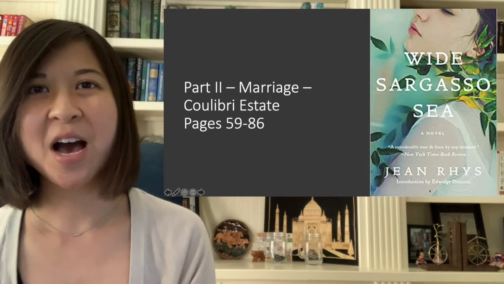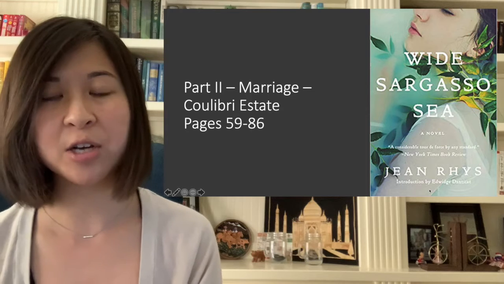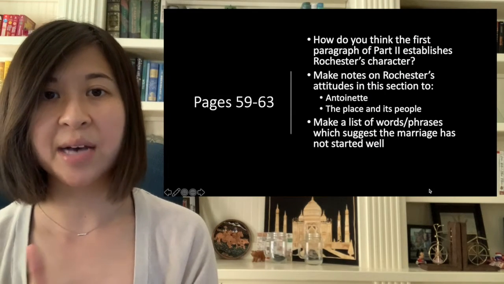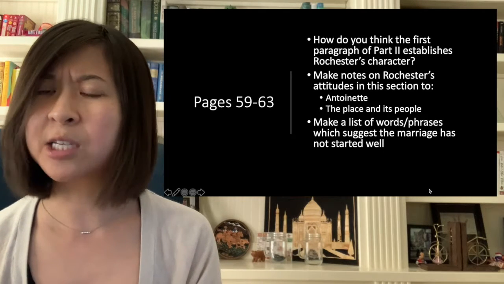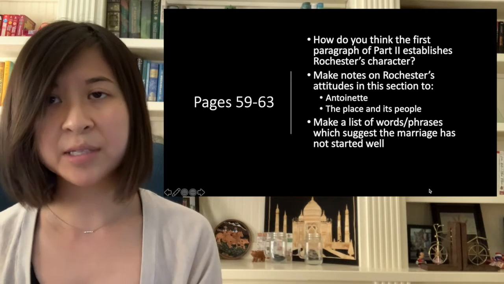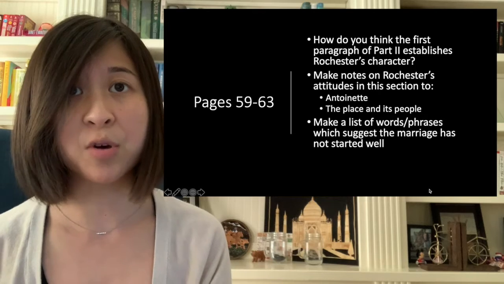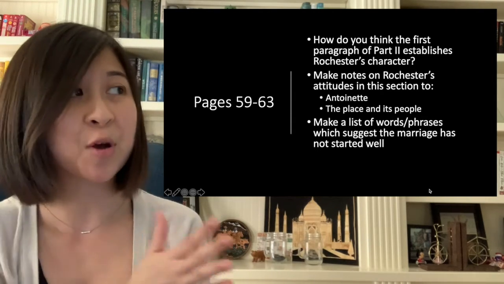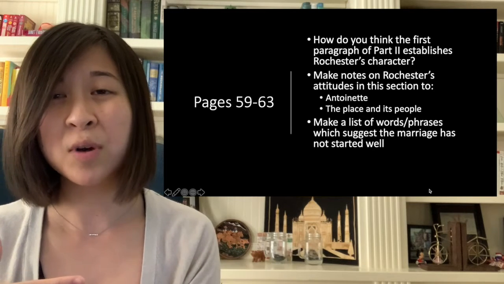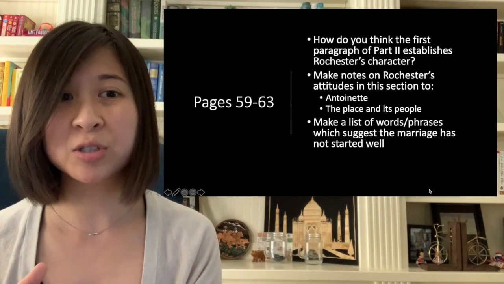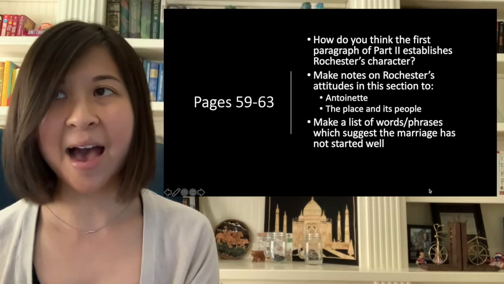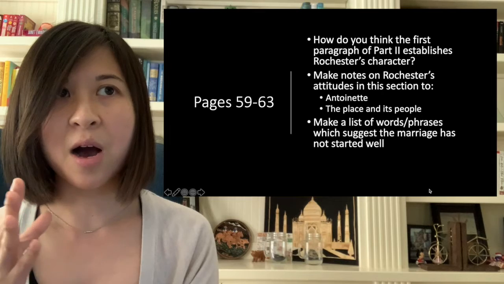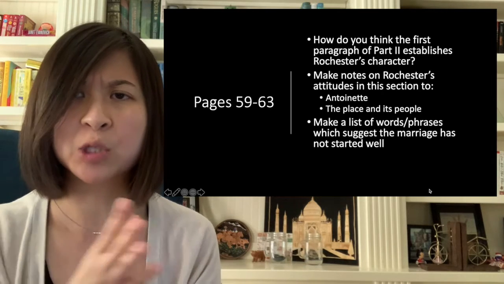Okay, so part 2. I know I talked about it in the background lecture, but remember that part 2 has a shift in narration. It's still first person point of view, however this time it's now Rochester's point of view. Things I definitely want you to be mindful of throughout the entirety of part 2 are how Rochester's thoughts, ideas, attitudes, feelings towards others, landscape, etc. compare and contrast to the way that Antoinette narrates.